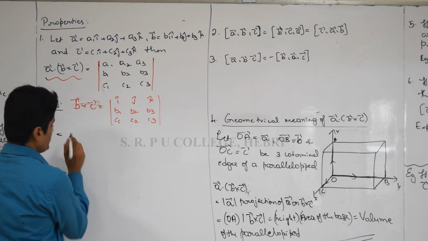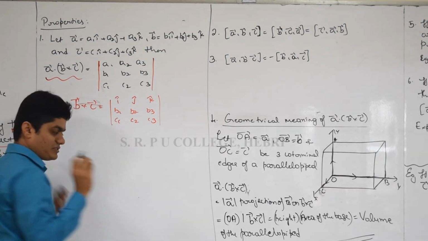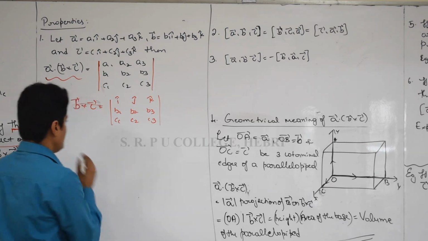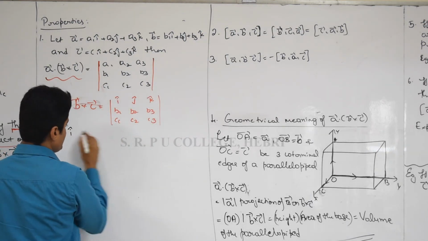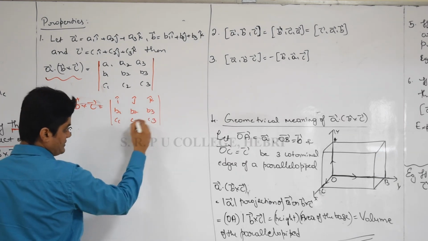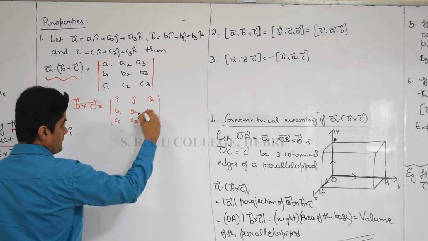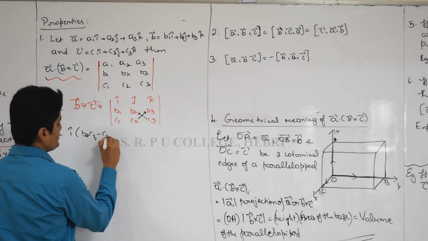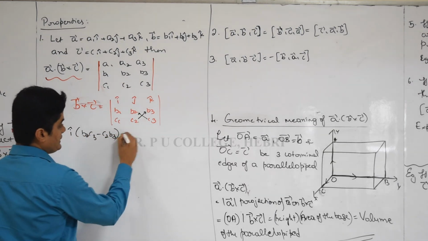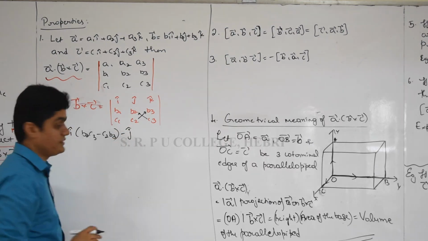So maybe you understood how to expand, at least, you just learned that part of the determinant here. For i, I delete that row and column. What is remaining? B2, B3, C2, C3. So multiply first like this, minus multiplication of this. That is B2 C3 minus C2 B3. Then minus, always the second term will be minus, start with the minus.